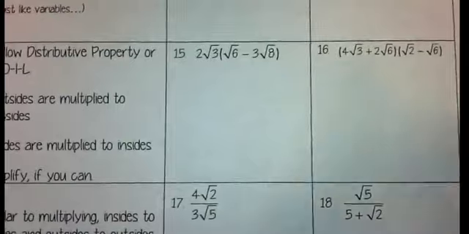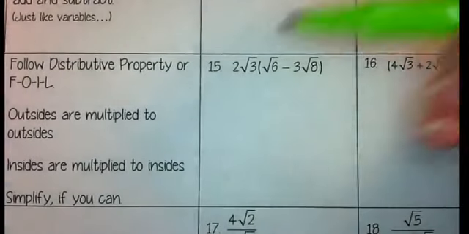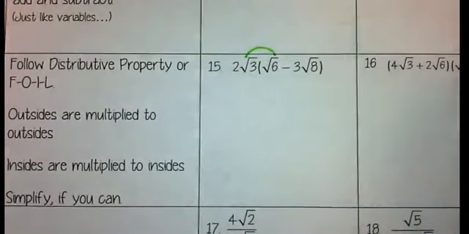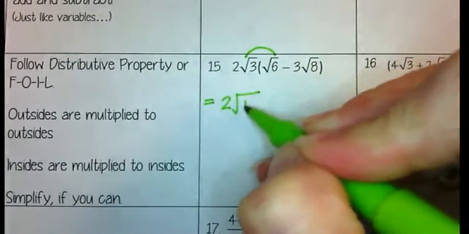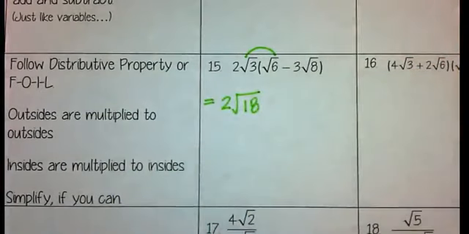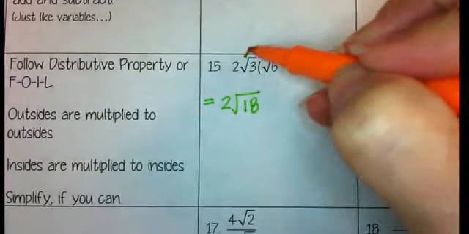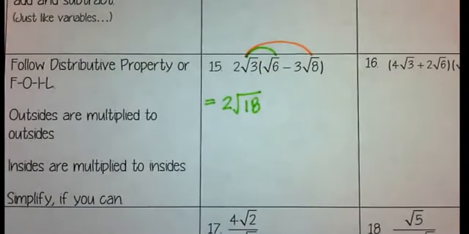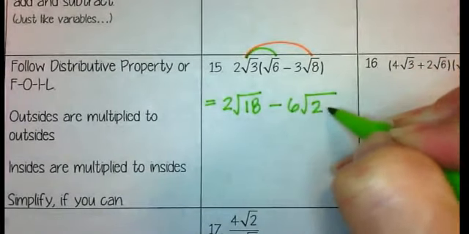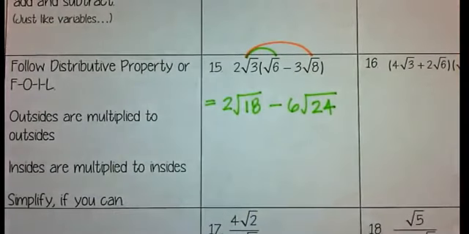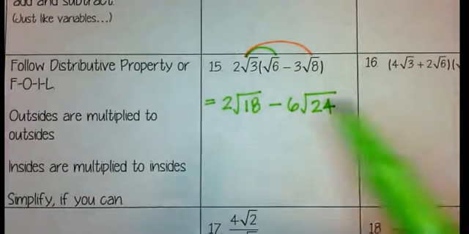So, number 15, if we start here, first thing we need to do is distribute. So, I need to multiply 2 square root of 3 to the square root of 6, which would be 2 square root of 18. And then I need to multiply 2 square root of 3 to the negative 3 square root of 8, which would be negative 6 square root of 24. So you can see I multiplied the outsides to the outsides and the insides to the insides. And then what we're going to do now is look to see if we can simplify, which we can.